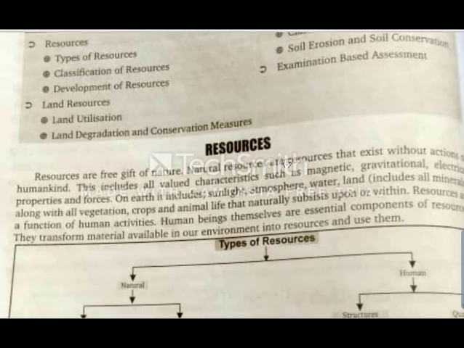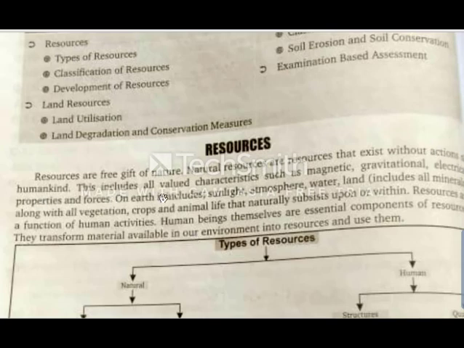Natural resources are resources that exist without actions of humankind. It means all resources are natural resources, created or made by nature, without the help of humans. So resources are a free gift of nature. Natural resources exist without any action, without any help, without any work of humankind.